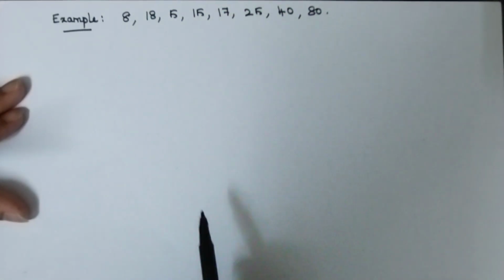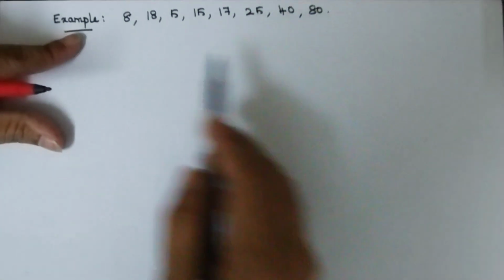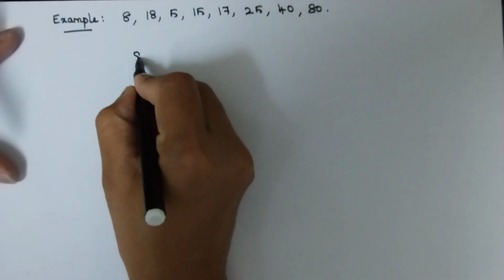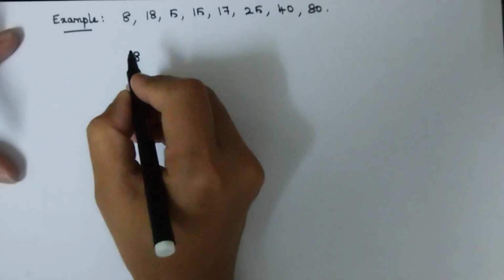So now in the empty tree, I'm going to insert all these values starting with this value 8. So if I want to insert 8, in the first step I'm inserting 8, and now since this is an empty tree, 8 is my root node.